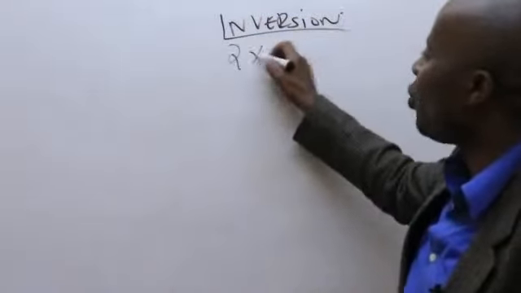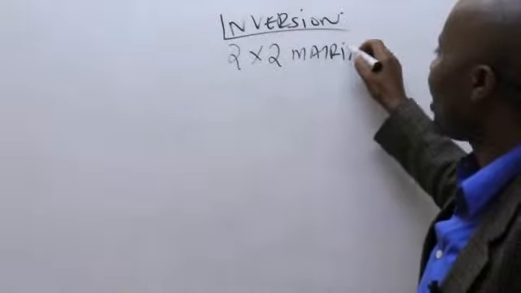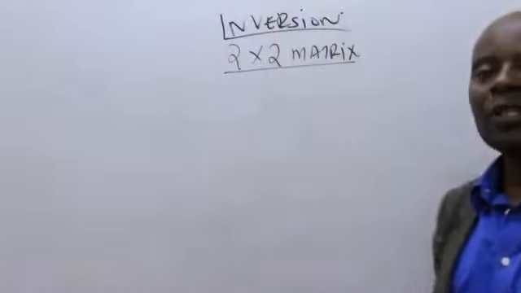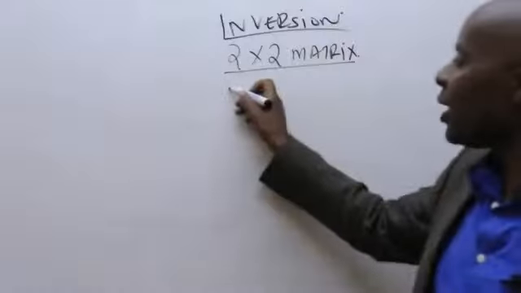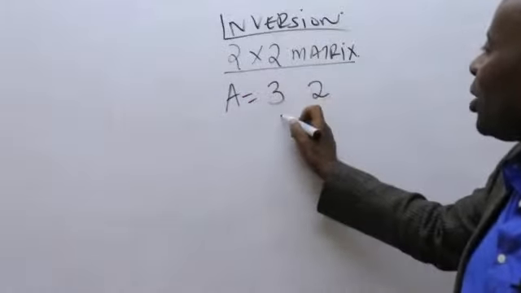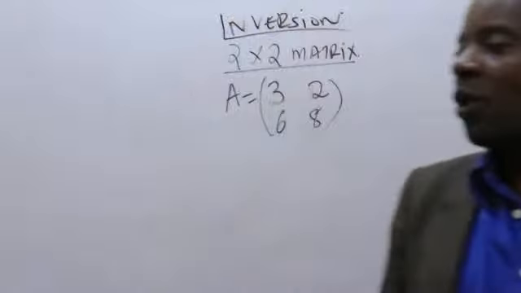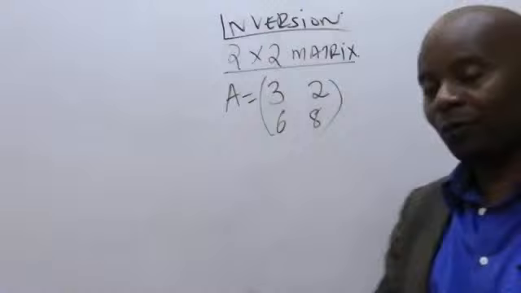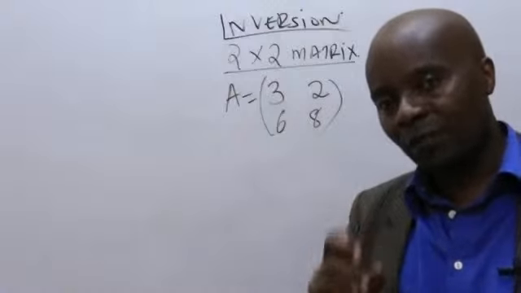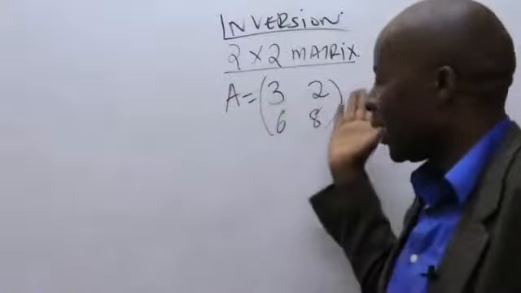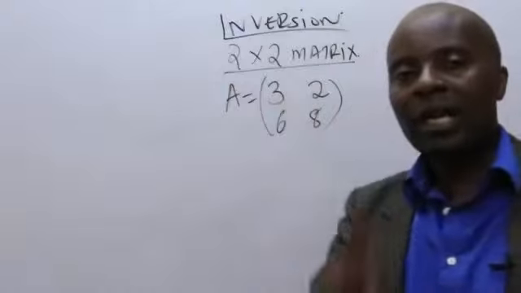So I want to show you how to get an inverse over a 2 by 2 matrix first. Now, ladies and gentlemen, listen to me very well. If you're given a matrix of this nature, 3, 2, 6, 8, and then somebody tells you to find the inverse, how will we be able to find the inverse of this matrix? First of all, I must know the order of this matrix. This is a matrix that has got 2 rows. And the columns are how many downwards? Columns are 2. So it's a 2 by 2 matrix.